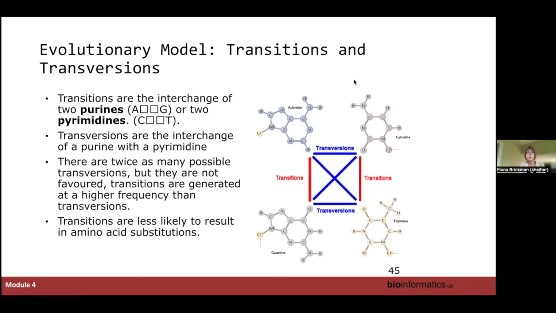So for example, you have an evolutionary model, and that should be just arrows here. Transitions, you remember, are interchanges of purines or pyrimidines. Transversions are where you have a more significant change.